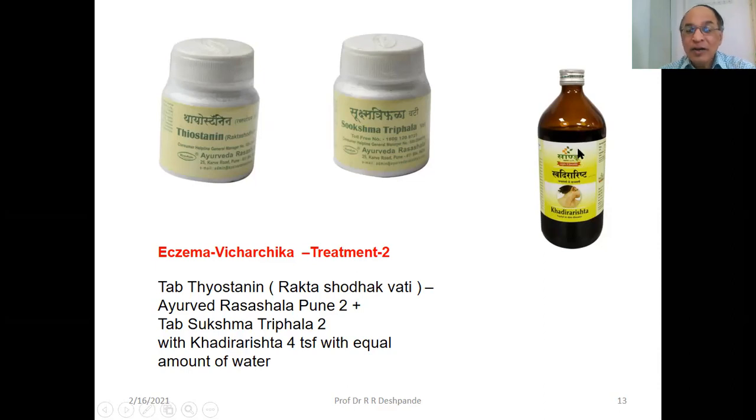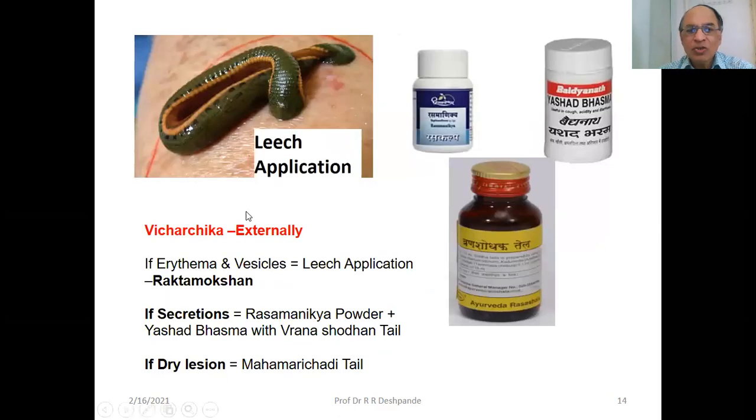Khadir is also drying, it's a Kashaya, astringent. So secretions are immediately reduced with the use of Khadira Arishta. Okay, this is with an equal amount of water. Then there is a most important external treatment for Vicharchika, application of purified leech. This is important. If there are erythema and vesicles, leech application for Rakta Mokshan, to remove the impurity of the blood.